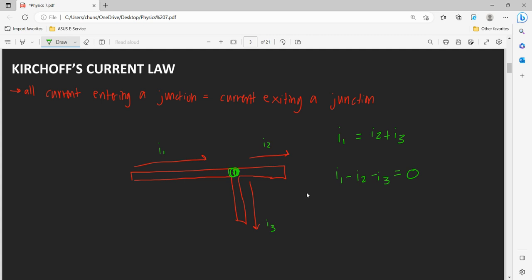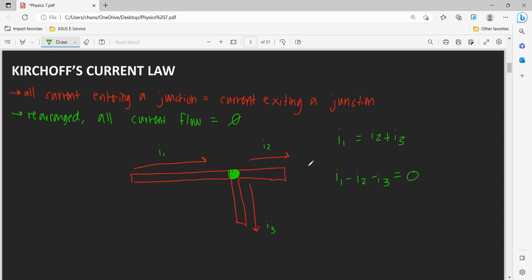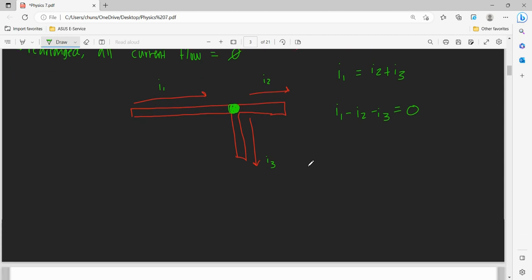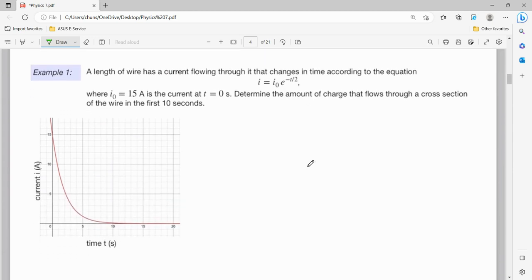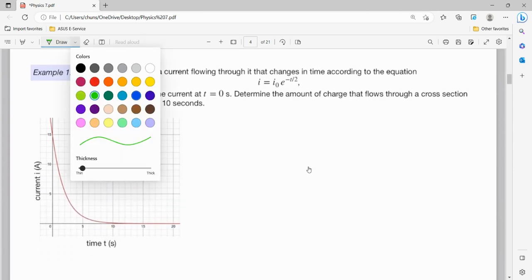If you rearrange, the sum of current flow should be equal to 0. So this relates to our current law, and we can use this hand in hand with our knowledge of Kirchhoff's voltage law, which states that in a closed loop, our voltage through each element adds up to 0. So using this knowledge, let's work through this example.